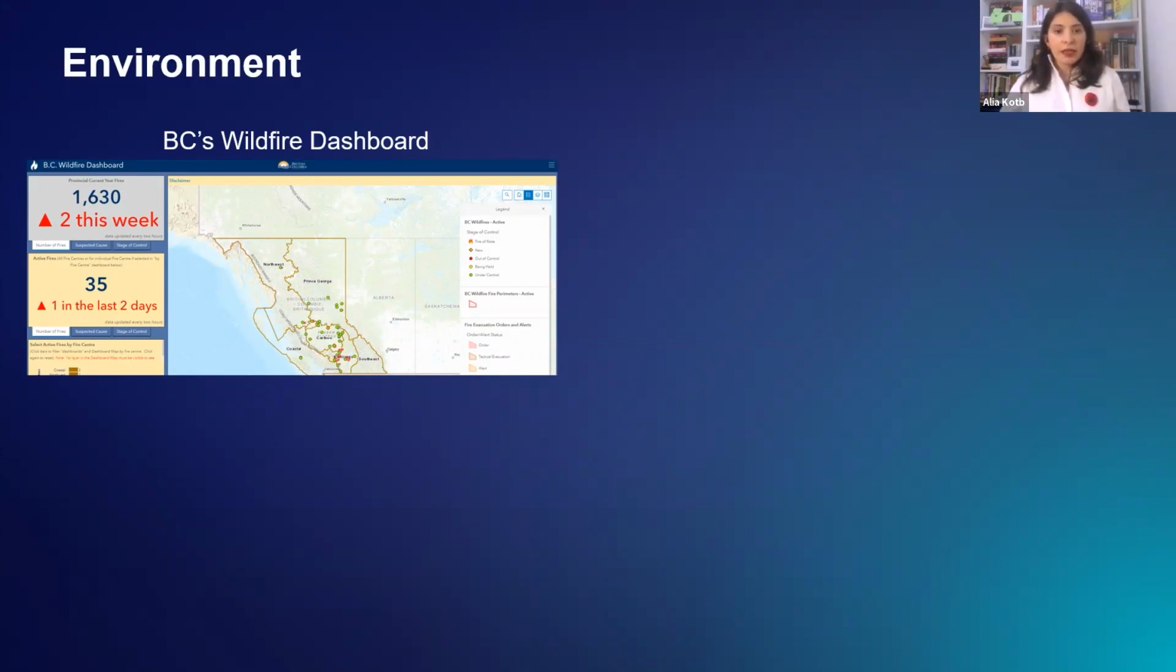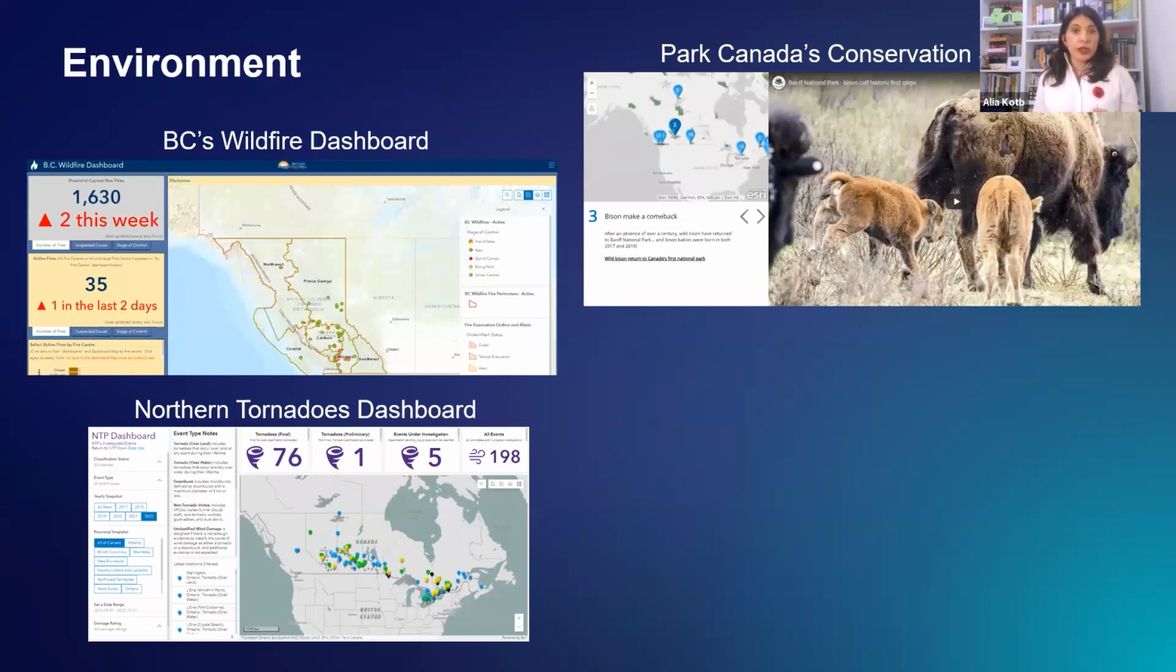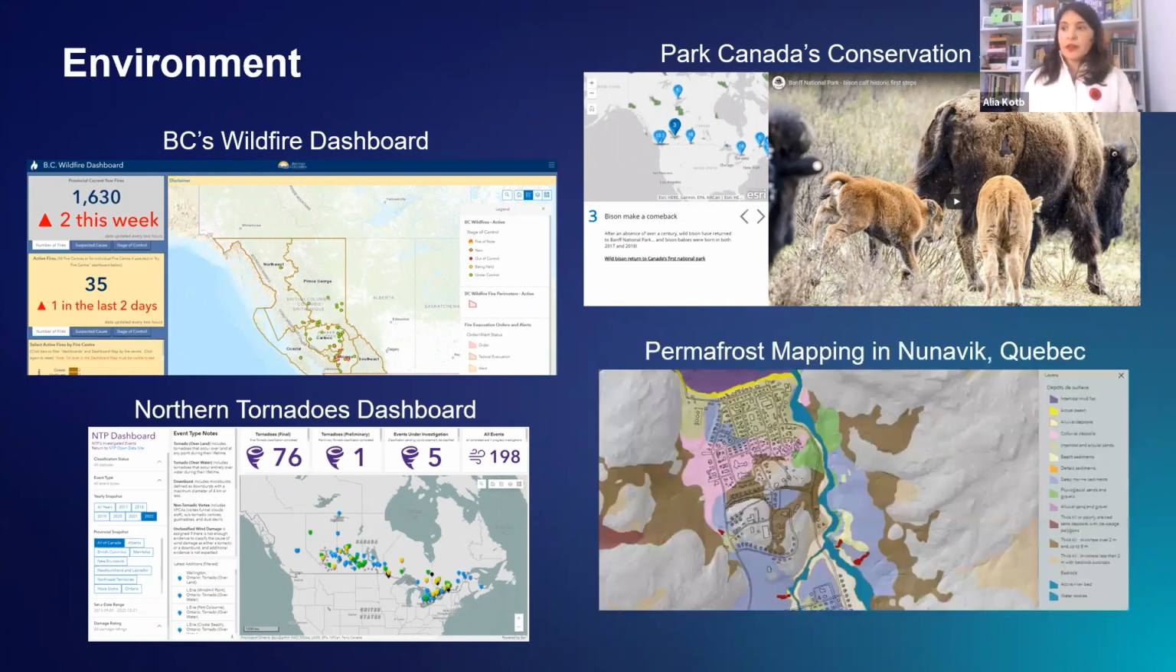You'll also find an application such as the Northern Tornado Dashboard. Again, I believe it was copied from one of the US sources, but created for Canada. The Canada Parks Conservation Story is a story map application that you can also explore, and it uses all that data that is open for the public. And then there is the permafrost mapping in Nunavik, Quebec. So again, applications available for you. You do not need to have any of the ESRI software to actually explore it.